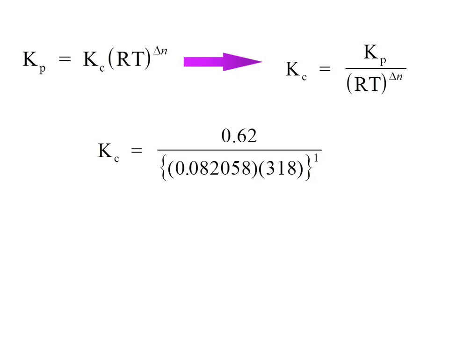So the Kp value was 0.62. Remember, Kp's and Kc's are unitless, those equilibrium constants in terms of molar concentrations or partial pressures. So 0.62 divided by 0.082058 atmospheres liters per mole Kelvin times the temperature in the Kelvin scale, which is 318, all raised to the first power. Round it to 2 significant figures. Your Kc for that same equilibrium is 0.024. And that's it.